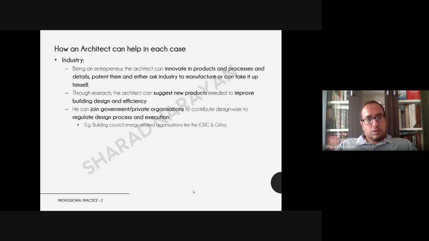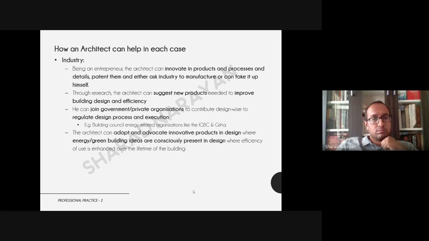like the building council energy related organizations like the IGBC and GRIHA. The architect can adopt and advocate innovative products in design where clean energy, green building ideas are consciously present in design.